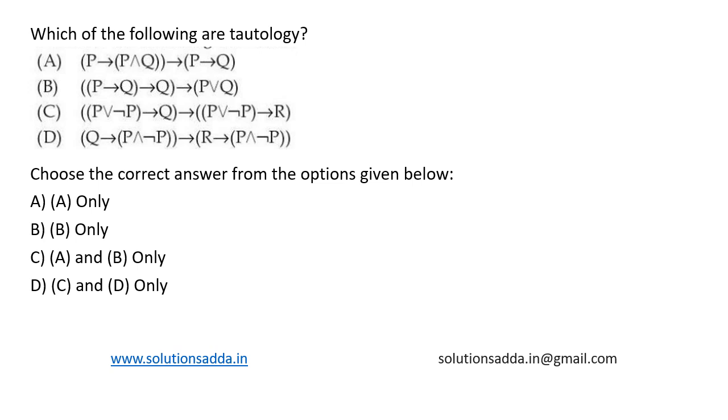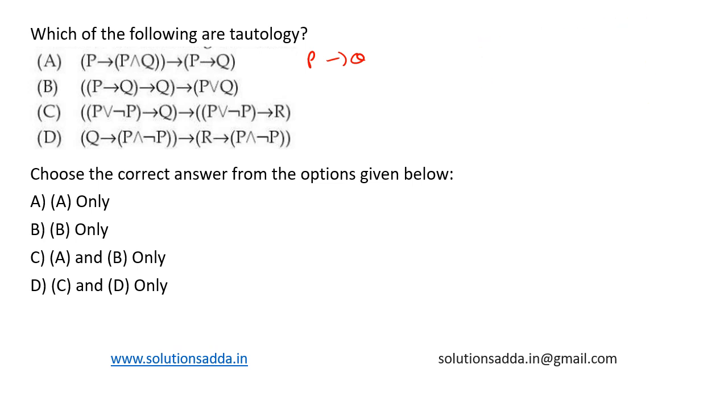This is a question from discrete mathematics. We are given 4 options and we are asked to find out which of them are tautologies. First let's see how to solve it. All these options are of the form P implies Q, so first let's draw the truth table of P implies Q.